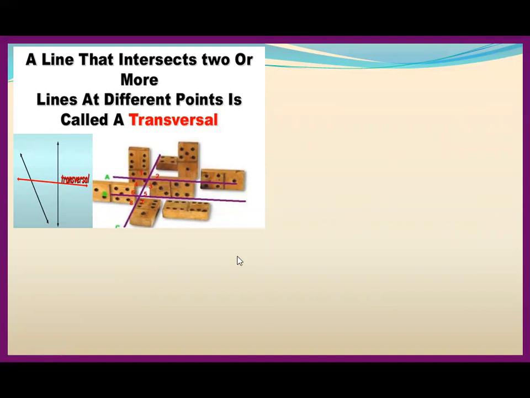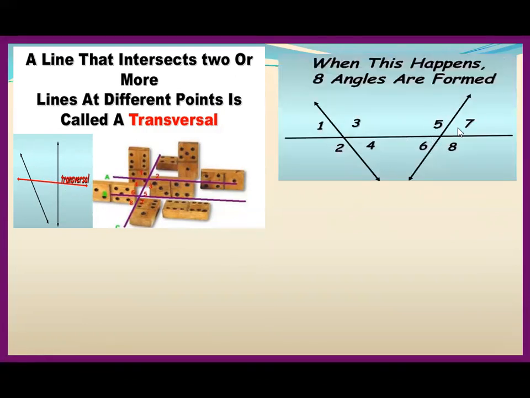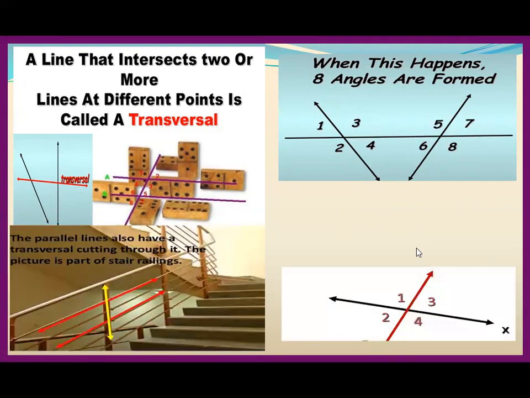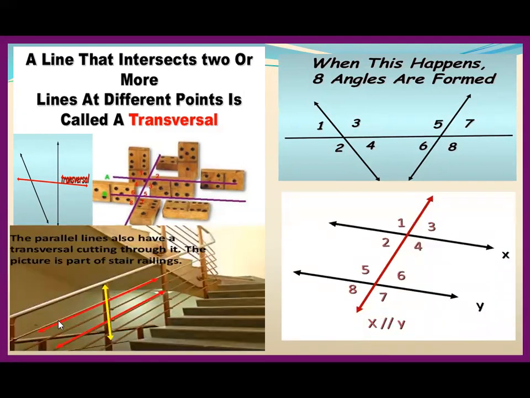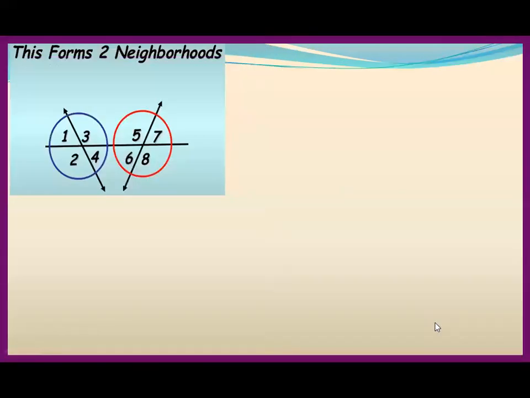So when this happens, you have 8 angles formed. So here the horizontal line is the transversal and you have 8 angles formed. So here is an example of a parallel line cut by a transversal, the rail of the steps. And here also, when either a parallel line or a non-parallel line is cut by a transversal, you have 8 angles formed. Now let's learn about these 8 angles.